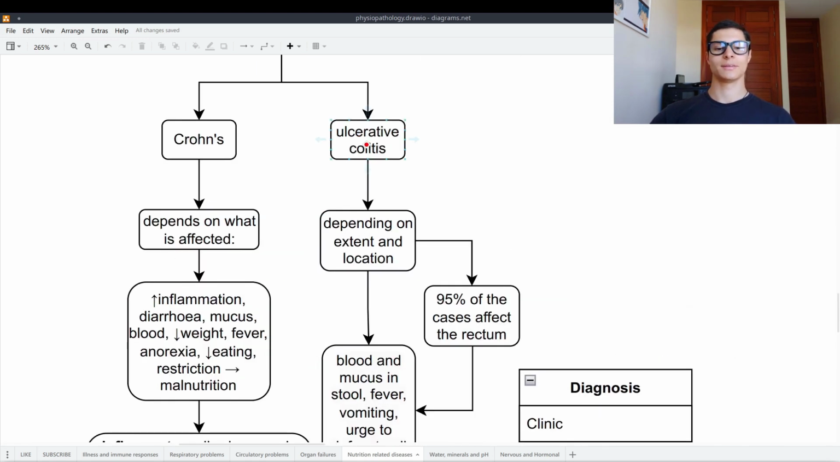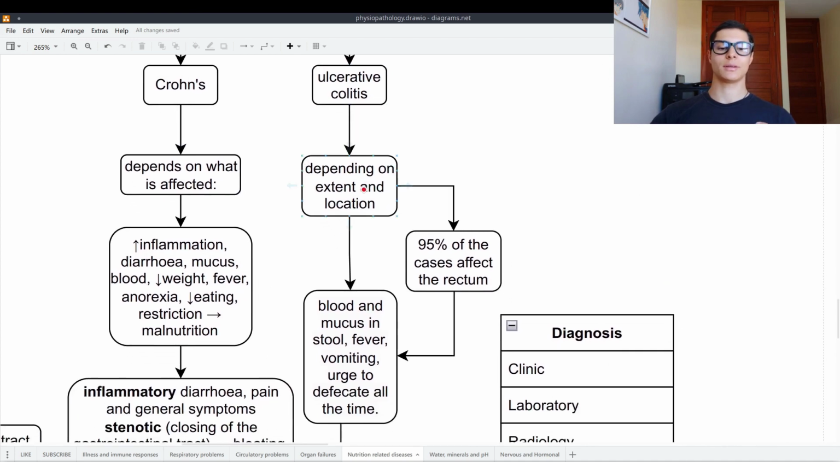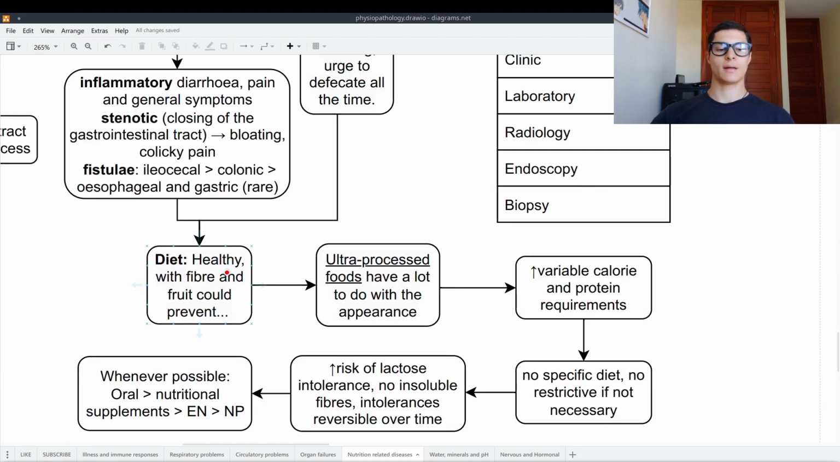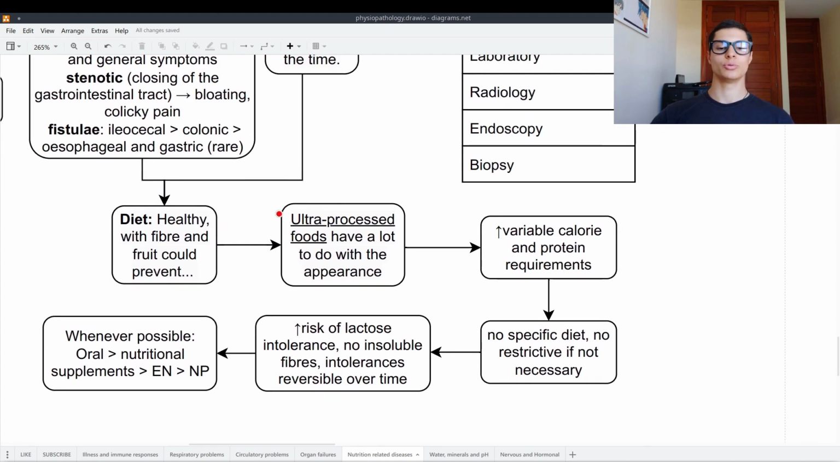On the other hand, ulcerative colitis depends on extent and location. 95% of the cases affect the rectum. They tend to start there and then go up the colon. Blood and mucus in stool, fever, vomiting, and urge to defecate all the time. Diet must be healthy with fiber and fruit because they could prevent the appearance. Ultra-processed food have a lot to do with the appearance, again.